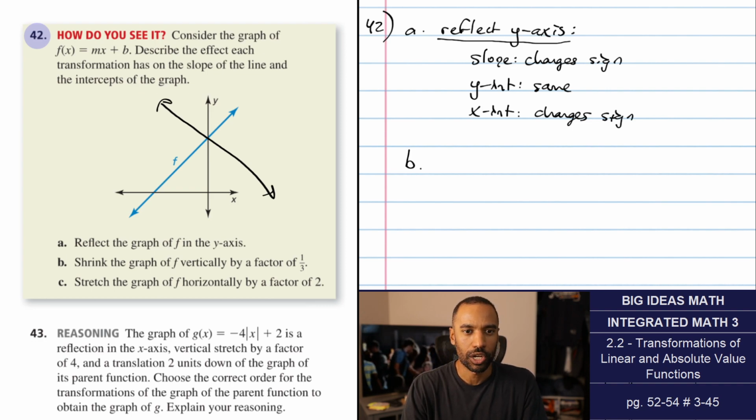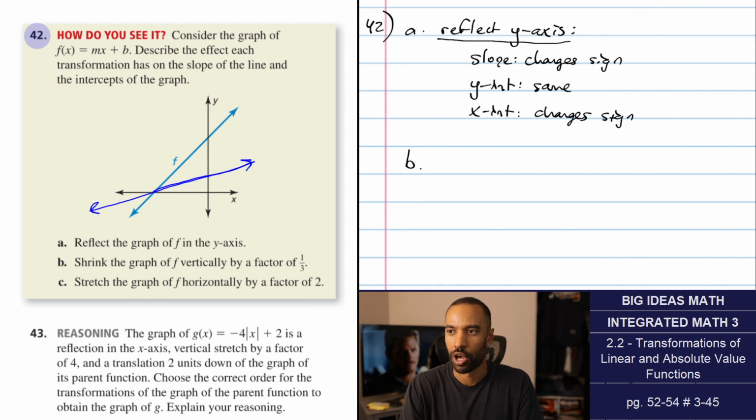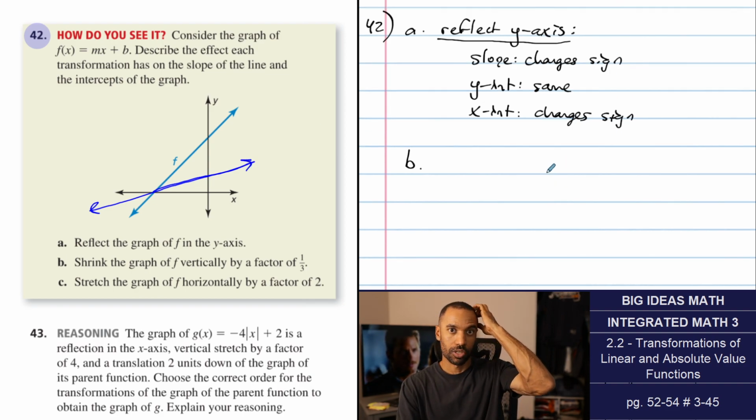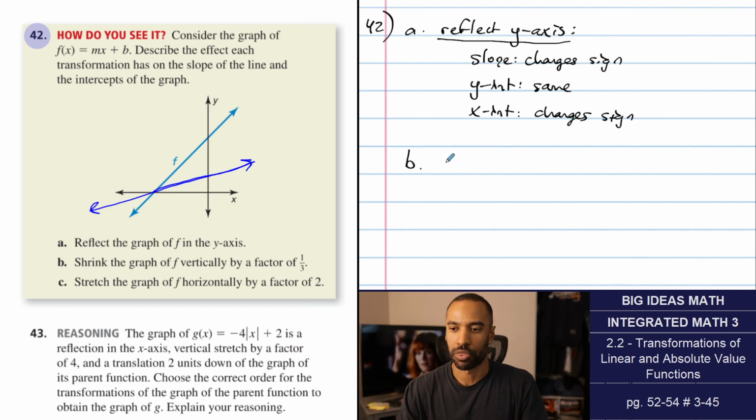If you shrink the graph vertically by a factor of 1/3, what's going to happen is the x-intercept is going to stay the same while everything else becomes a third of what it is. It's going to look like that. Okay, so the slope becomes a third of what it was. The y-intercept becomes a third of what it was.